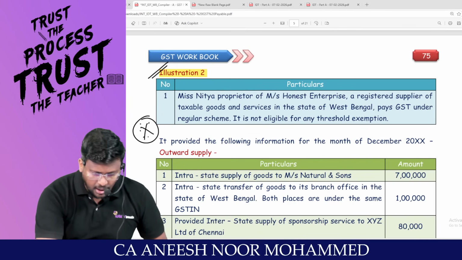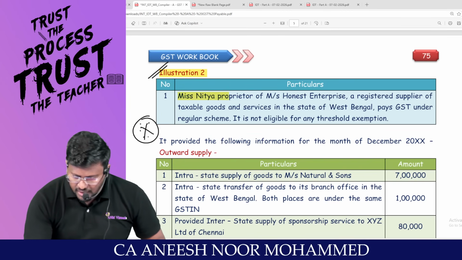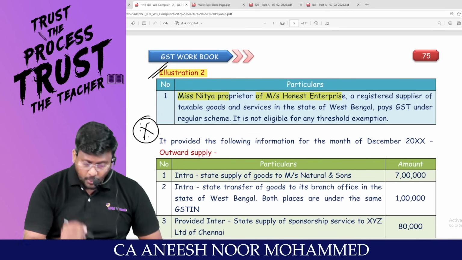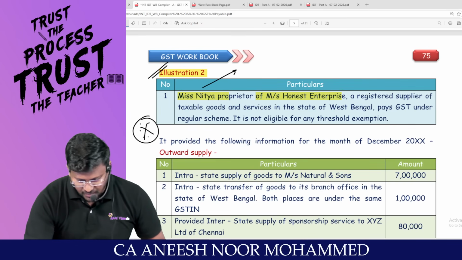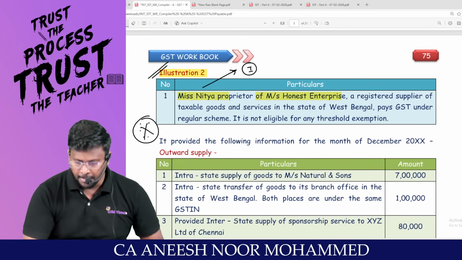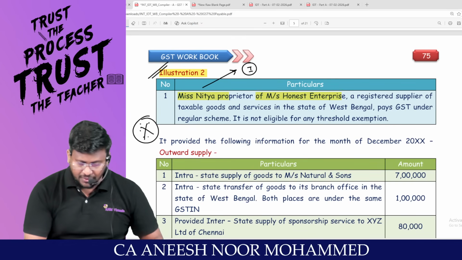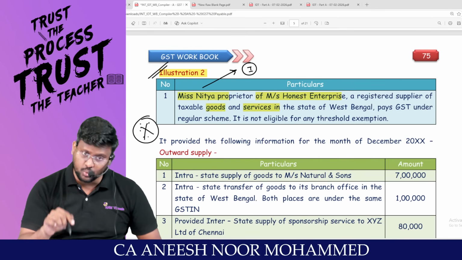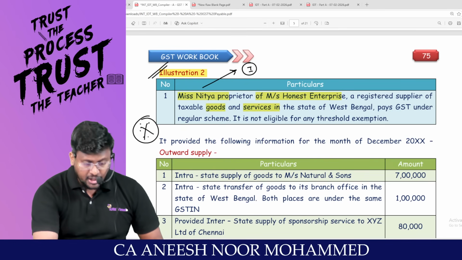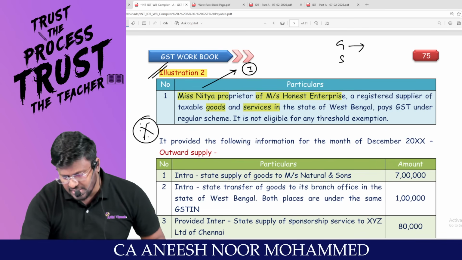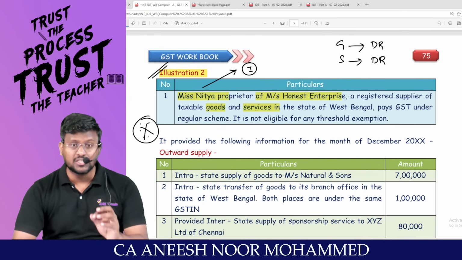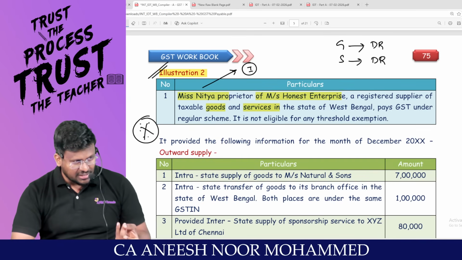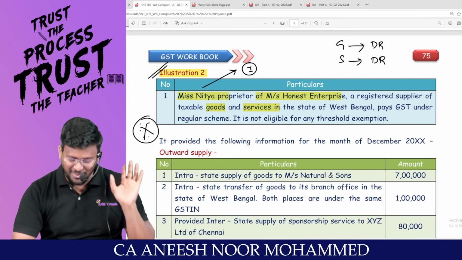Miss Nitya, proprietor of Mrs. Honest Enterprises. Always you should see who is the assessee. This assessee is an individual, a registered supplier of taxable goods and services. In the last question, only goods was there. In this question, goods and services are there. If both goods and services are there, you have to take a different rate for goods and a different rate for services. If you take it topsy-turvy, the answer will be topsy-turvy.